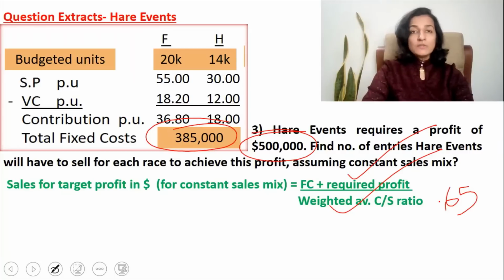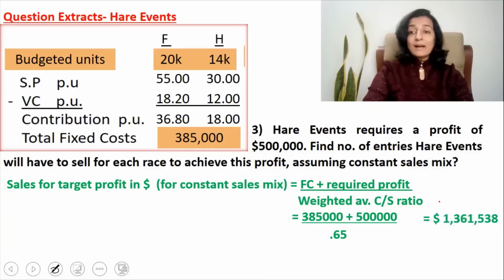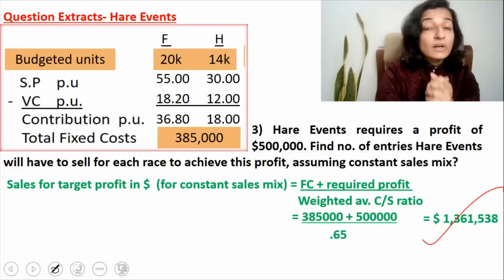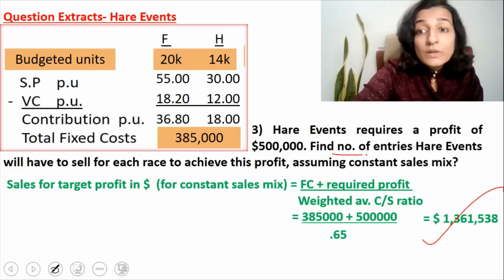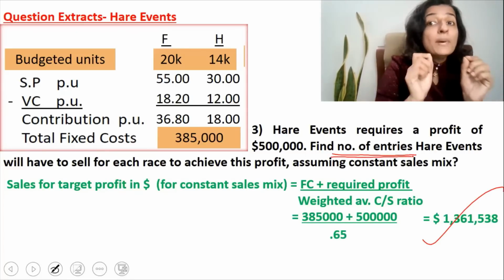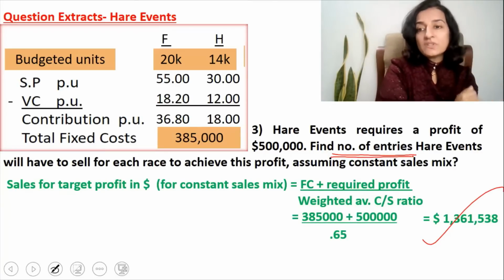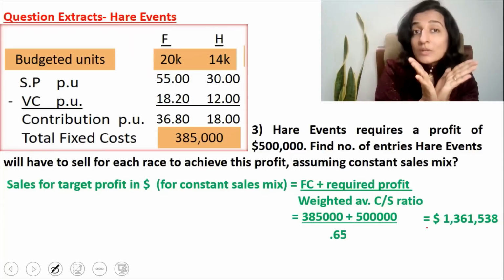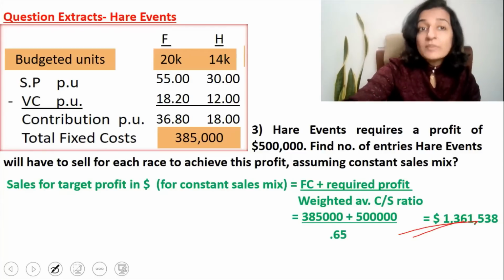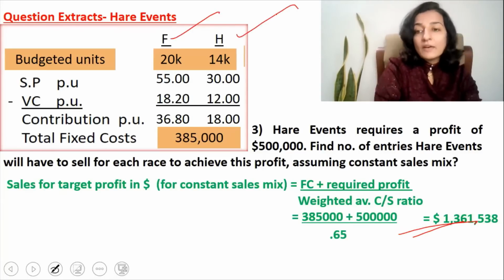So substituting those figures in the formula, we get 385,000 plus 500,000 divided by 0.65. So the answer comes to $1,361,538. We don't want the sales in dollar. We want the sales in units because it is mentioned number of entries. Number of entries means sales in units which is required. So basically we will have to split the total sales between the full marathon and the half marathon.